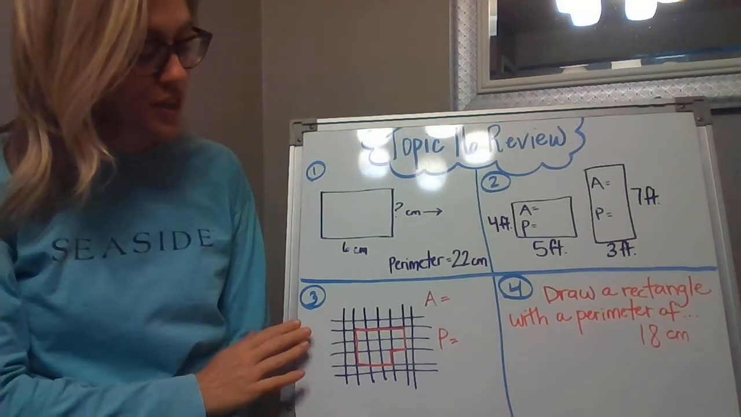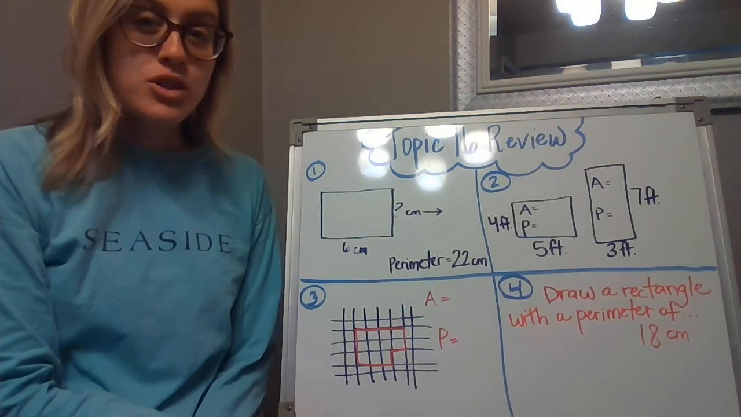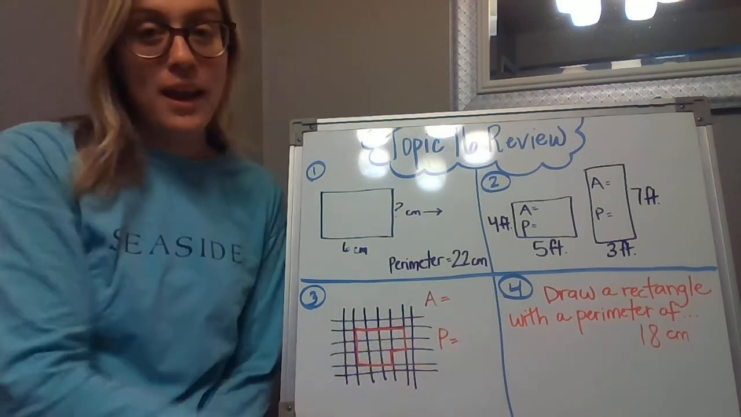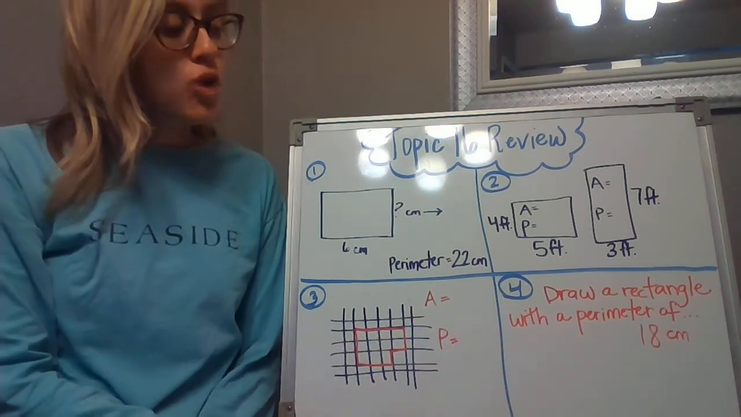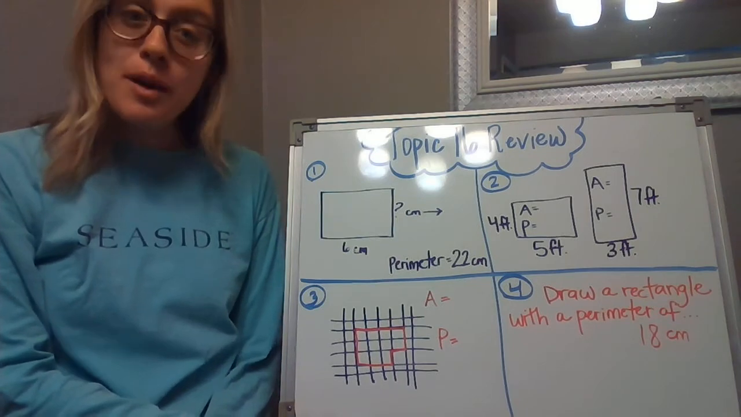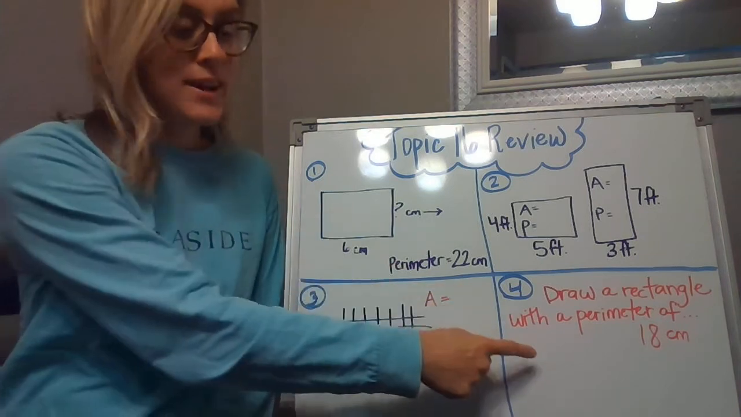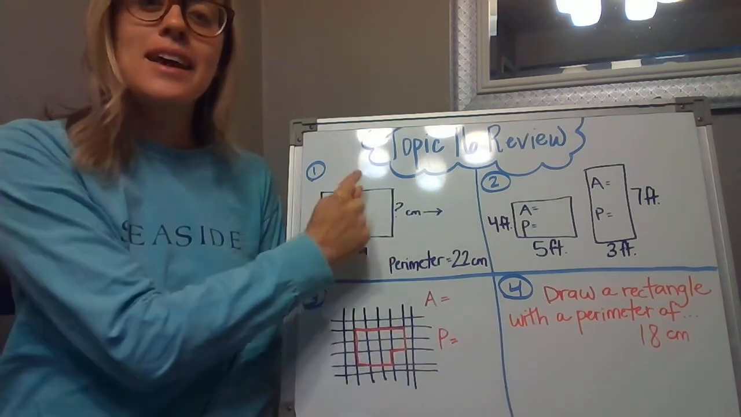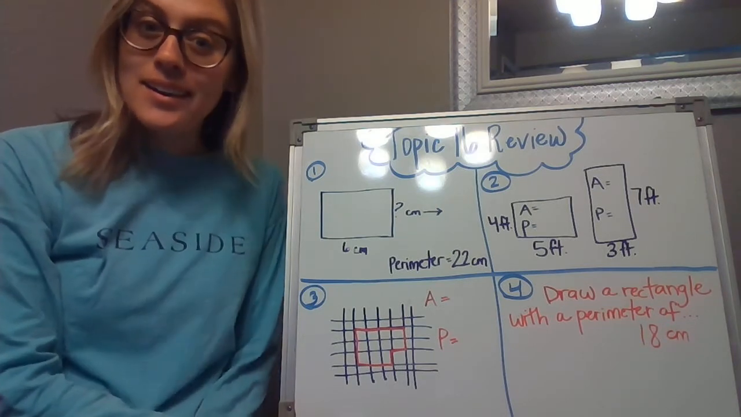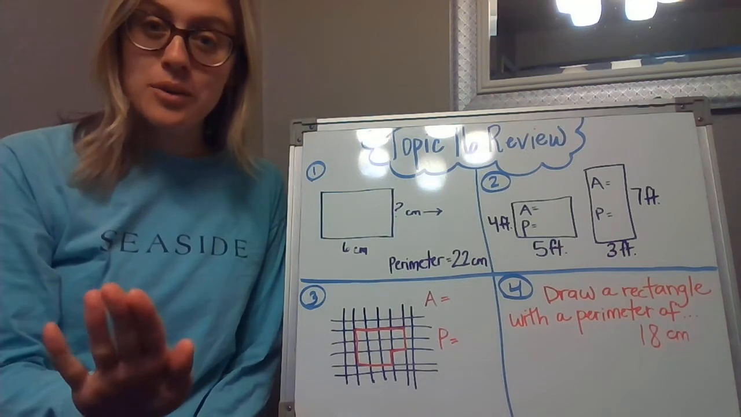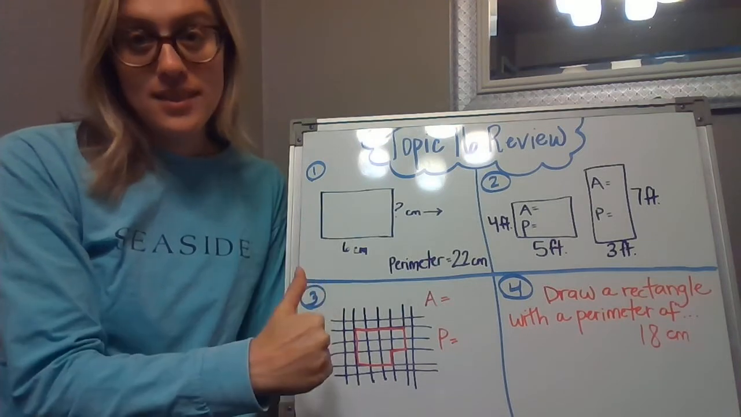All right, moving on to question 3. We have a little grid shape. I want you to find the area of this grid shape and the perimeter of the grid shape. And last but not least, draw a rectangle with a perimeter of 18 centimeters. It kind of reminds me of this question: how can I get all the sides to add up to 18? All right, hopefully you can pause the video now. Try these problems on your own, and now I'm going to go over the answers.